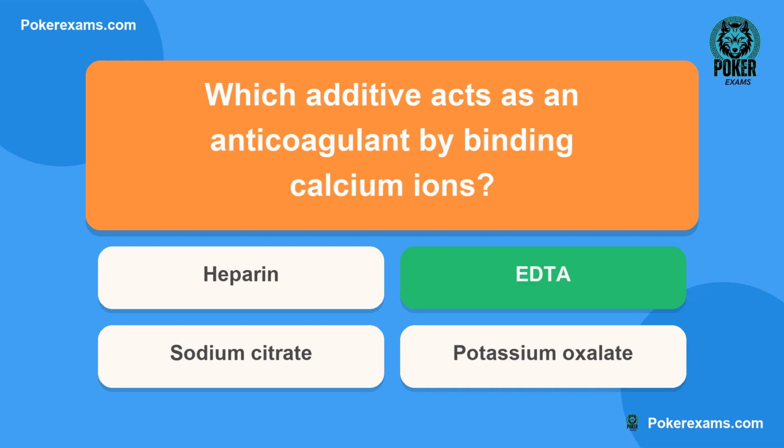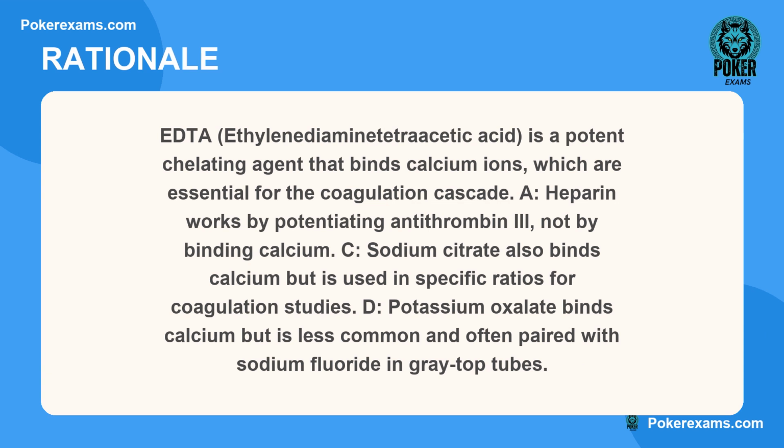The correct answer is B. Here is why. EDTA, ethylenediaminetetraacetic acid, is a potent chelating agent that binds calcium ions, which are essential for the coagulation cascade. A. Heparin works by potentiating antithrombin III, not by binding calcium. C. Sodium citrate also binds calcium, but is used in specific ratios for coagulation studies. D. Potassium oxalate binds calcium, but is less common and often paired with sodium fluoride in gray top tubes.